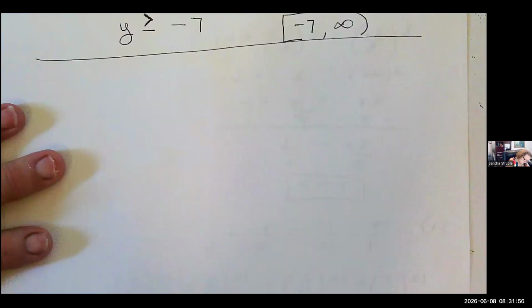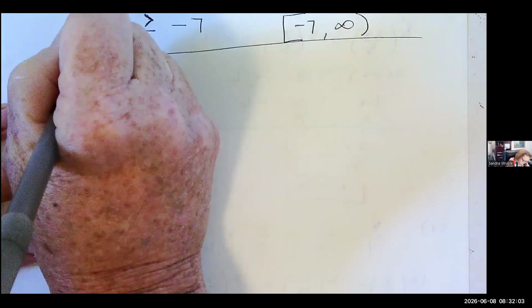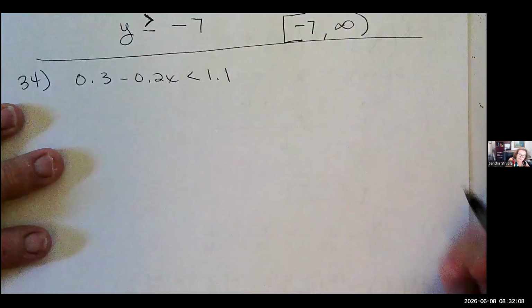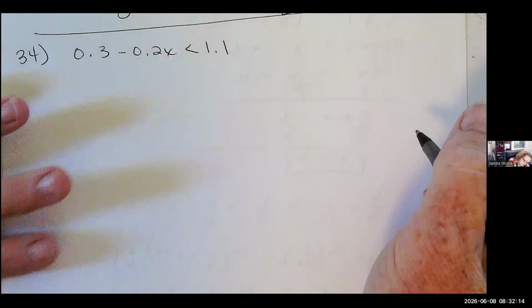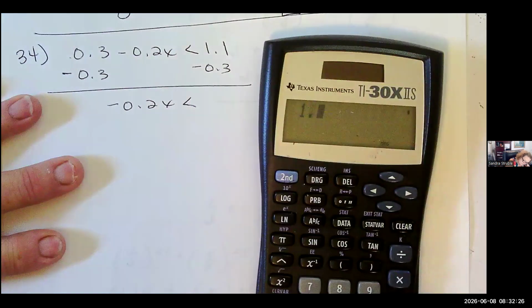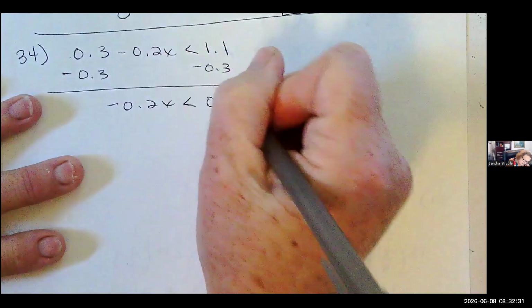All right, 34. If you're taking problem solving, you're not going to see this at all. We need to remember, keep your variable on the left if you can, if that helps you. It does me. So I'm going to start by getting rid of this 0.3. It's positive, so I need to subtract it from both sides. 1.1 minus 0.3 is 0.8. And then, oh, I'm dividing by negative again.